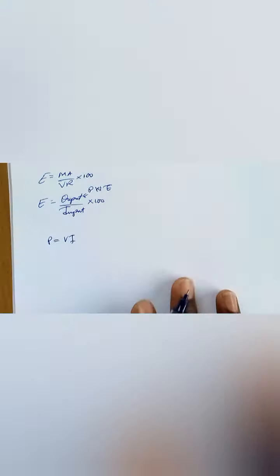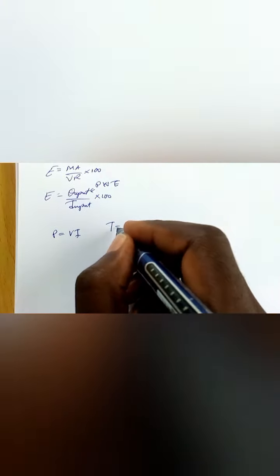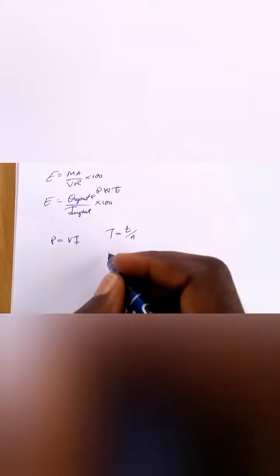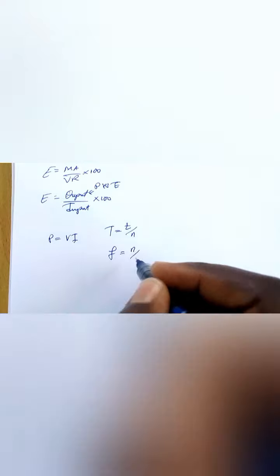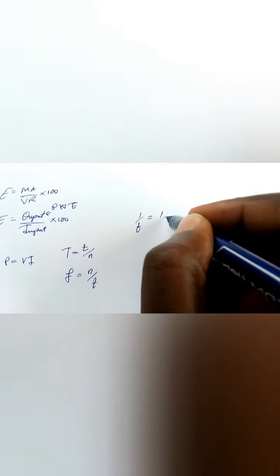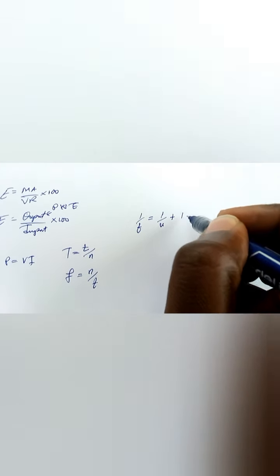The other one, I would say, maybe power is equal to VI. Try to memorize as many of them. The period of a pendulum, for example, is time over number of oscillations. Frequency is the opposite of period: number of oscillations over time taken. The lens formula: 1 over focal length is equal to 1 over U plus 1 over V. I can't remember very well if U is the distance of the object from the lens and V the distance of the image from the lens, but whichever one, it should still come out correct. But this is the focal length.